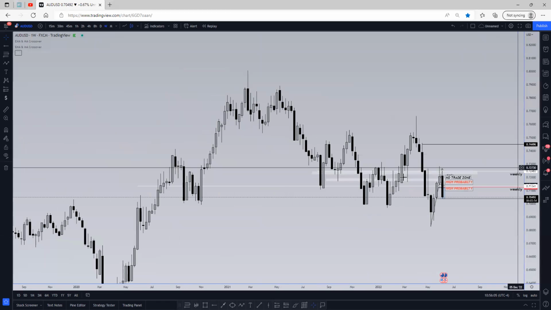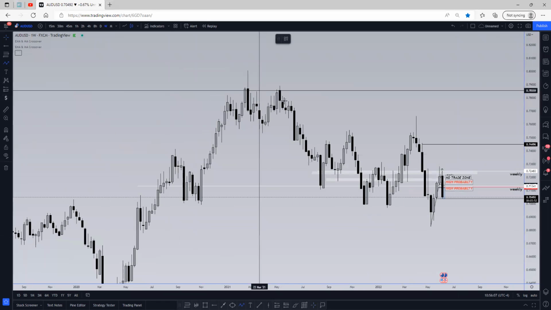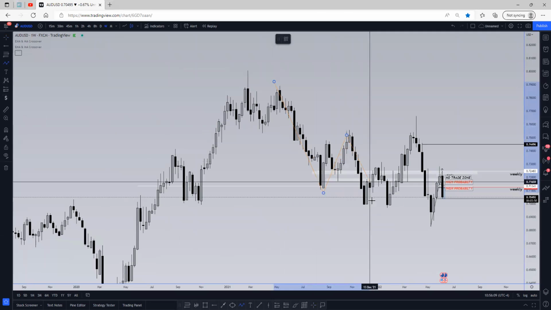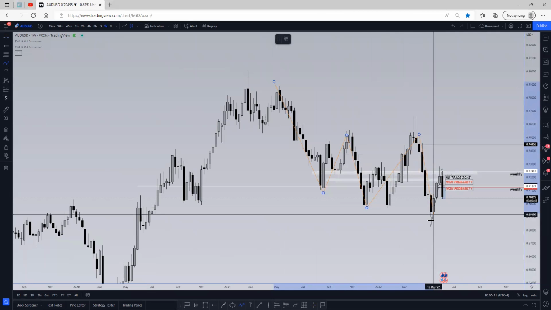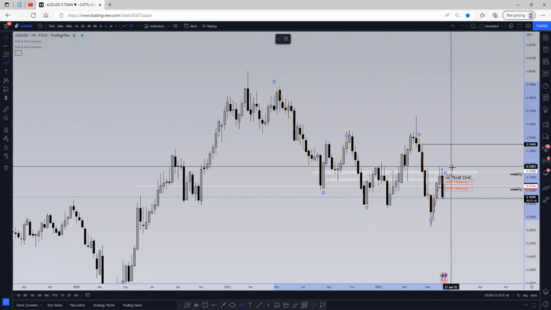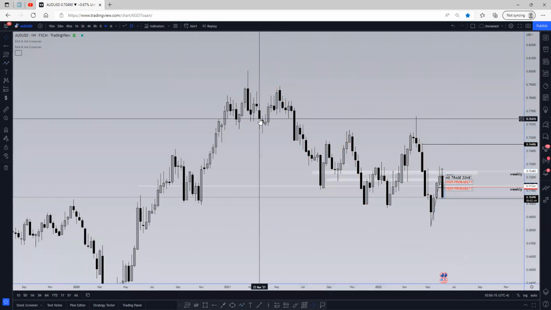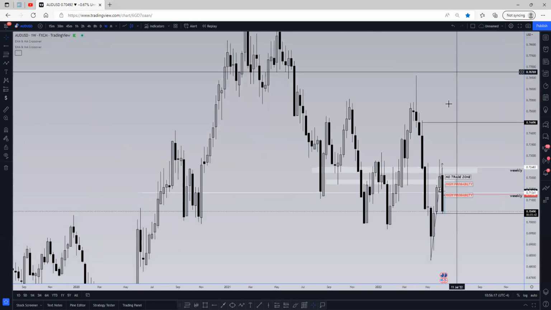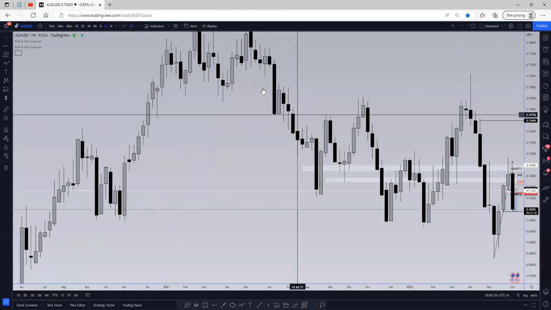Going to the weekly time frame, you can see that the weekly time frame is saying the same thing. Look, lower high, lower low, lower high, lower low, and then possible. You can see that it is the lower high now. But at that point you couldn't have seen it.